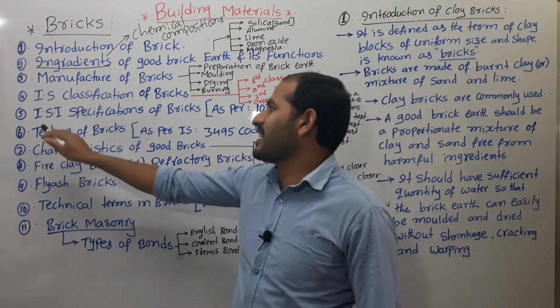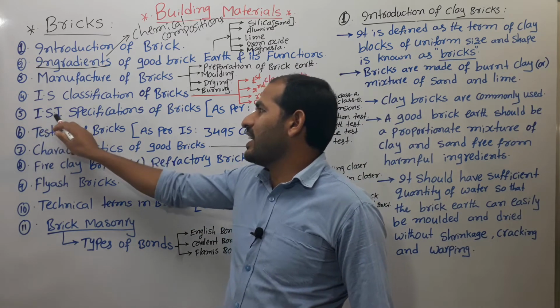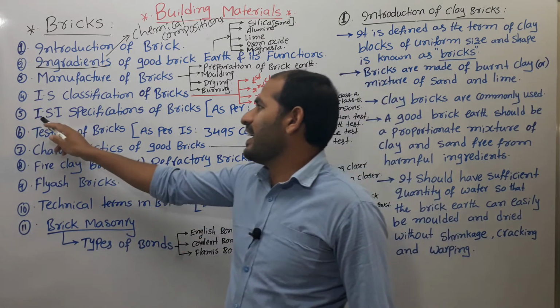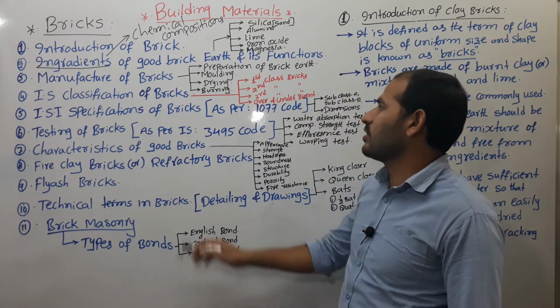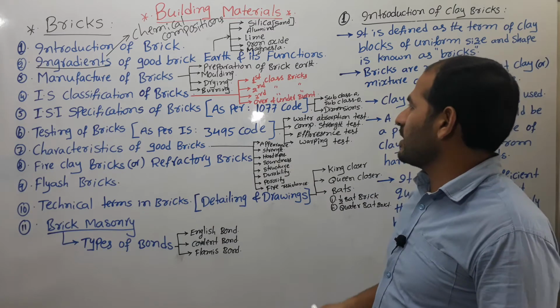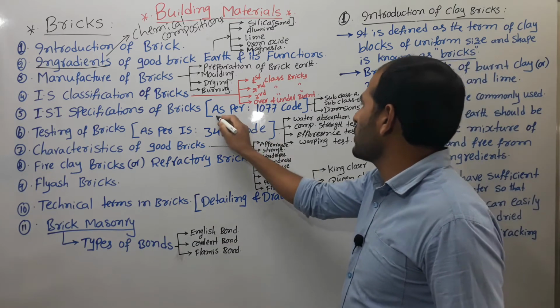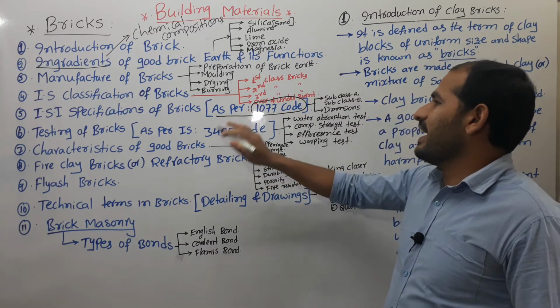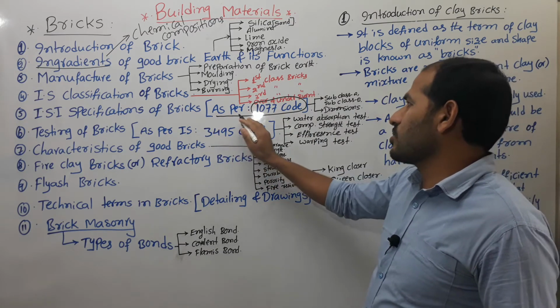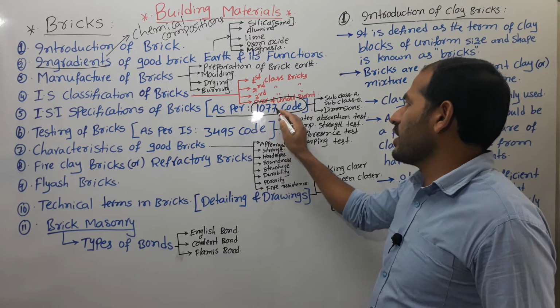The next one is Indian Standard Institution specification of the bricks, right? As per the code, that is IS, Indian Standard Institution, the 1077 code.